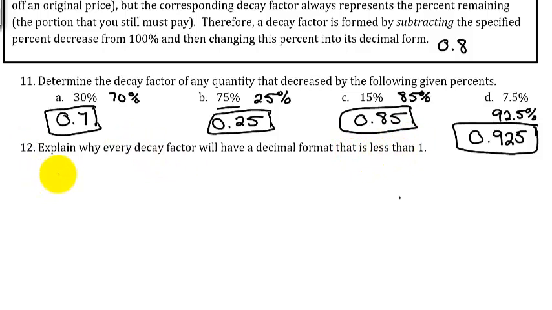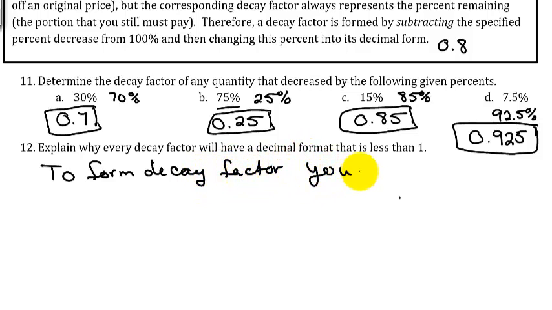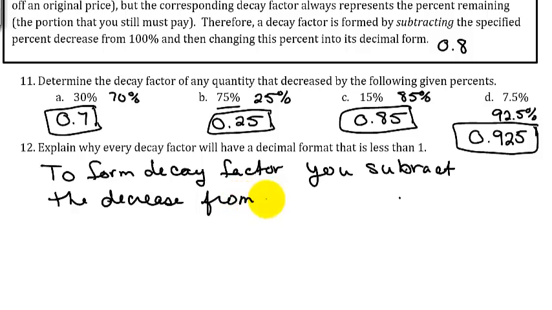When you're forming this decay factor, you're subtracting the decrease from the 100%. So you subtract the decrease from 100%, which is equal to 1. And so the decay factor is always going to be less than 1.